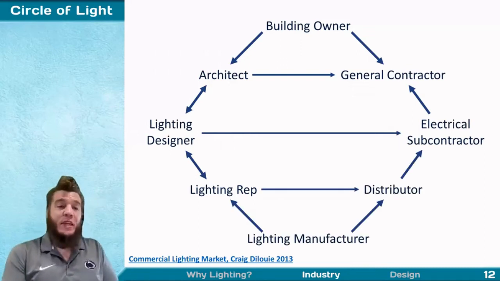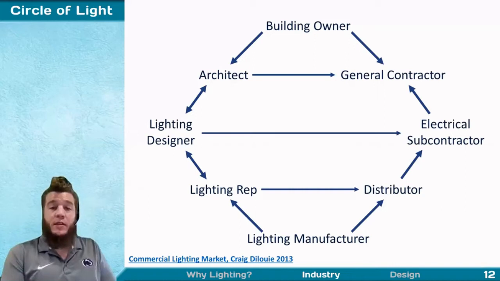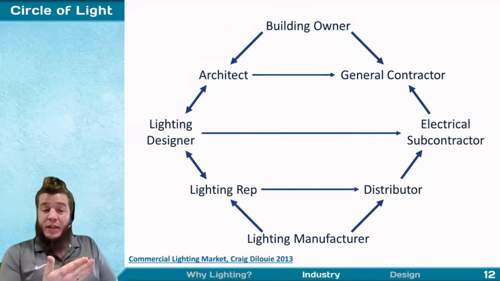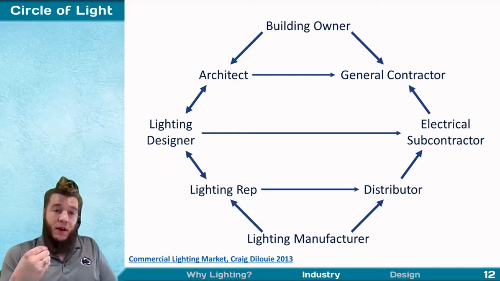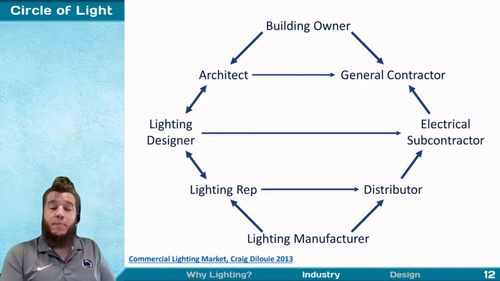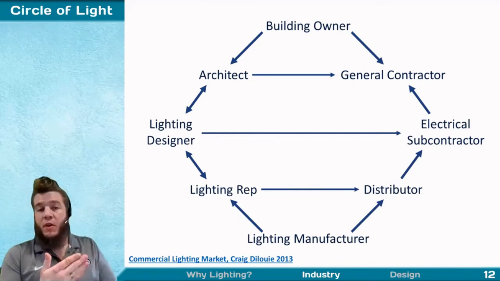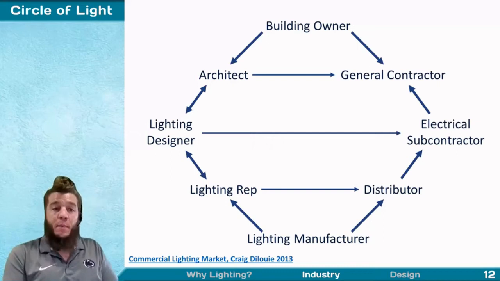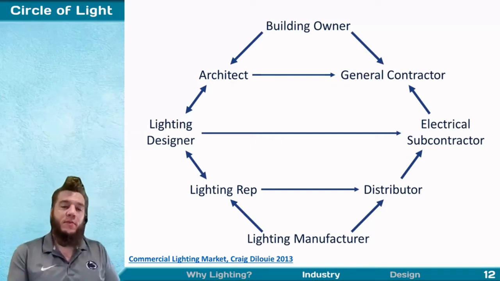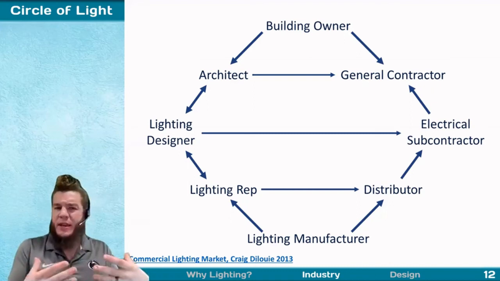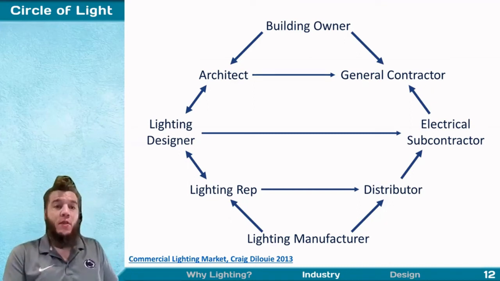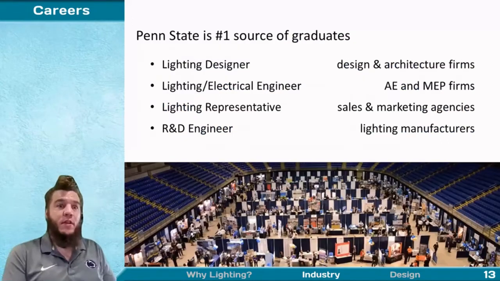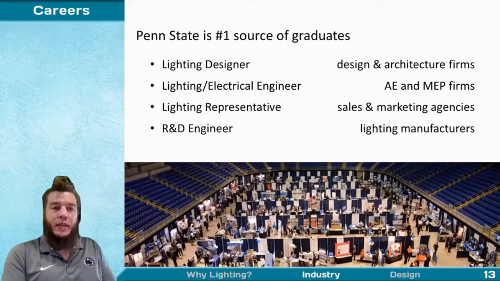And then the last pieces of the circle of light are there. The lighting manufacturer sitting at the bottom of the circle is supplying information to lighting reps, supplying equipment to distributors, who then pass those things up the circle of light until they get back into real buildings. So that's the circle of light, a nice diagram to help illustrate the way the architectural lighting design industry functions. Penn State is the number one source of graduates in the field of architectural lighting design.